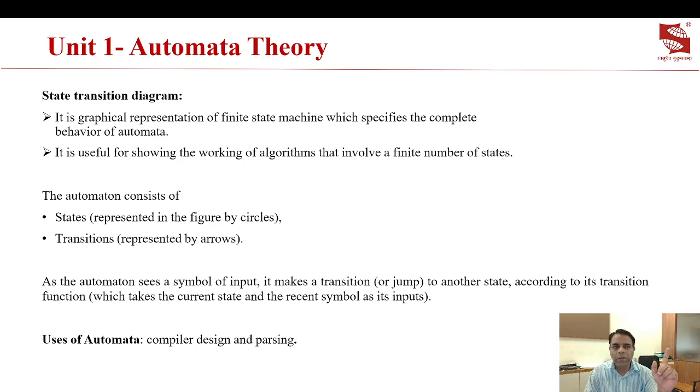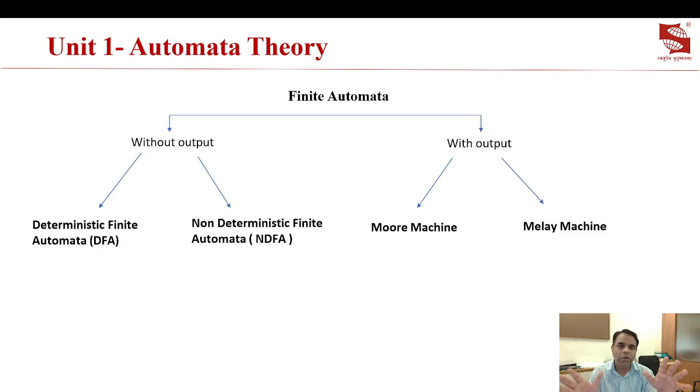Before starting the automata, we will look at finite automata. The first type of mathematical model or automata is finite automata. Why are we using the term finite? Because there is a finite number of states. That's why we use the term finite automata.